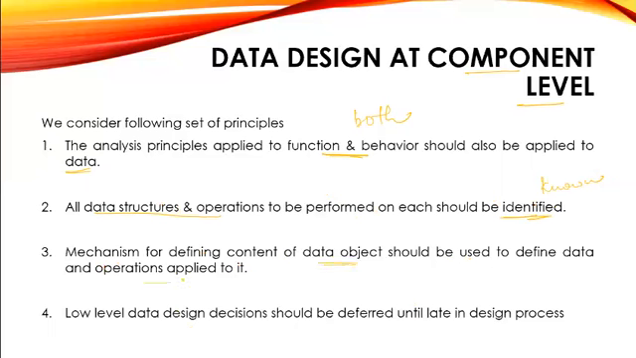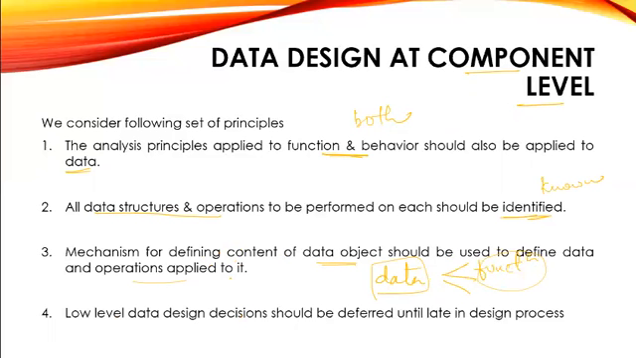The next is that the mechanism for defining content of the data object should be used to define data and operations applied to it. Whatever mechanism or technique you're using for defining the content of a data object, and a data object can be a role, an entity, or anything, it should be used to define the data and the operations applied to it. That is, this is the data, and different functions and jobs can be done on it. So you're going to use the mechanism for defining your data and also for defining the different operations that are applied to it.